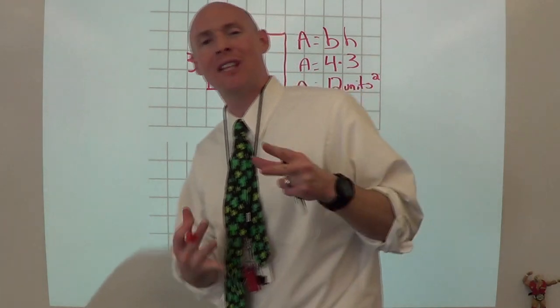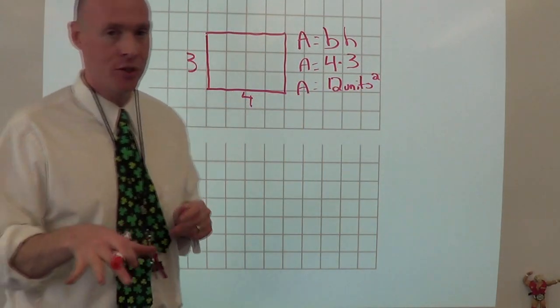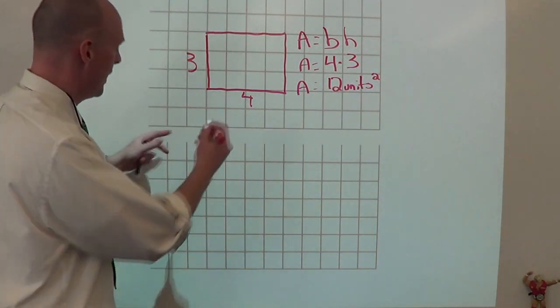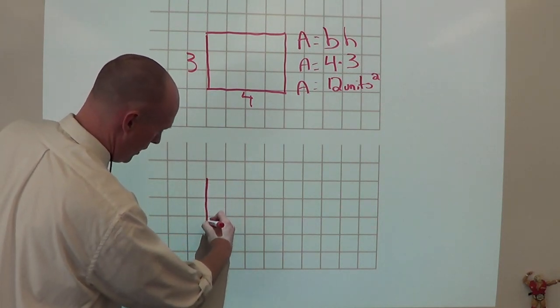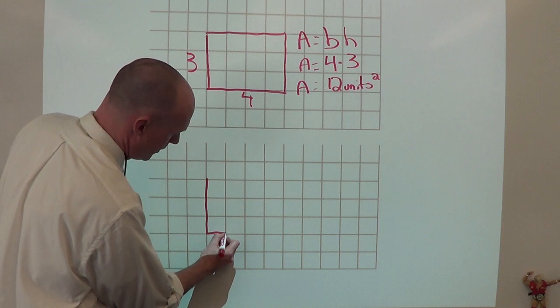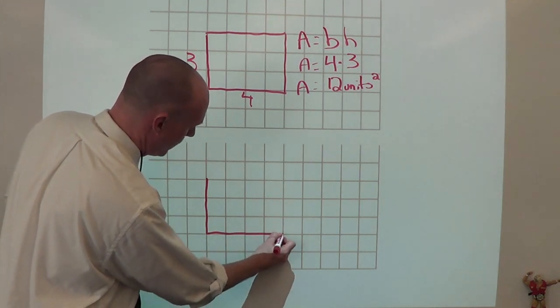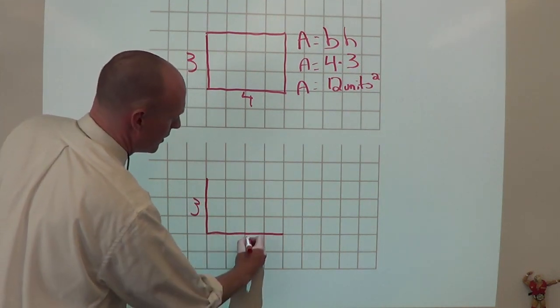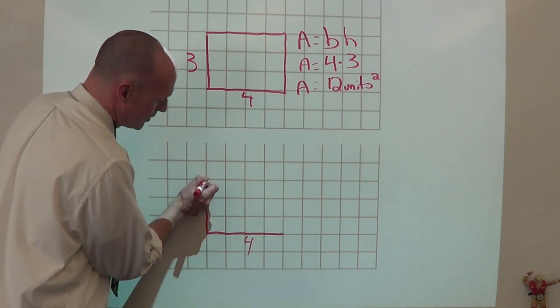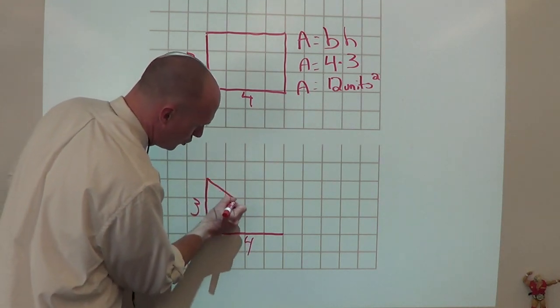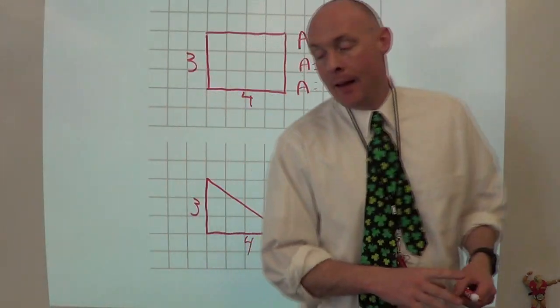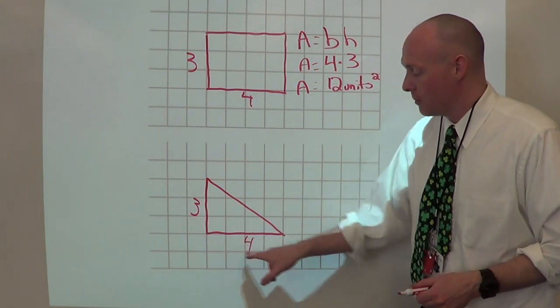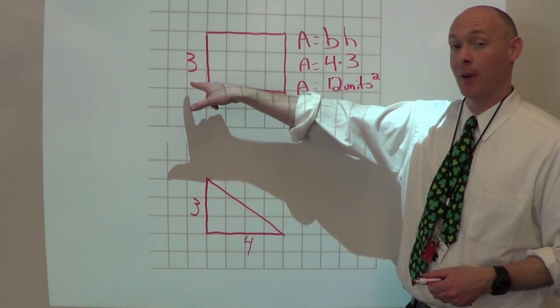Now, how do we use that same information to find the area of a triangle? Well, let me show you. I'm going to draw a triangle. I have 3 units and 4 units, and to make it a triangle, I'm just going to slice it like that. Okay, 3 units by 4 units. Kind of looks familiar, right?